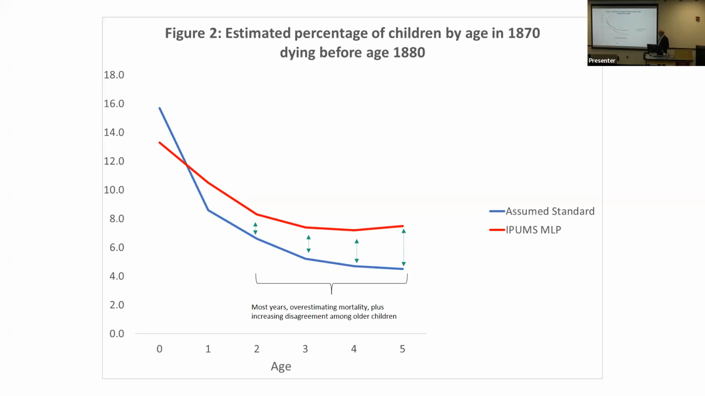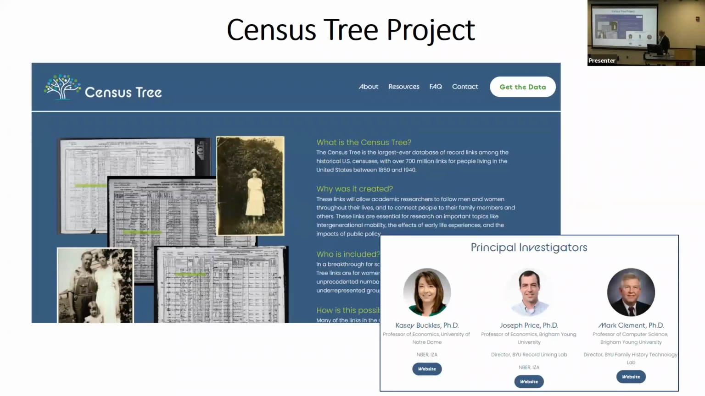And then last month, this data set dropped from Buckles, Price, and Clement, the census tree data set. It's produced in partnership with FamilySearch and other genealogical companies and our data. They're using the IPUMS MLP data to establish links of people across census years. They're also using genealogists who are working at home making links between their family members. They use four or five different data sets. So we thought, let's see if we can find those kids we thought were dead in their data set. And we can. We can find some.